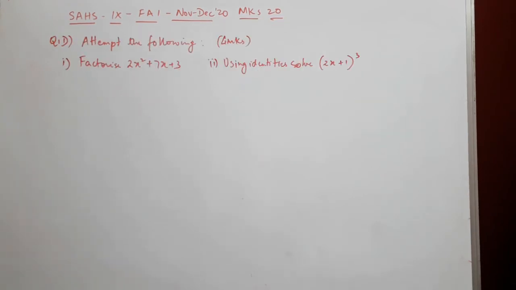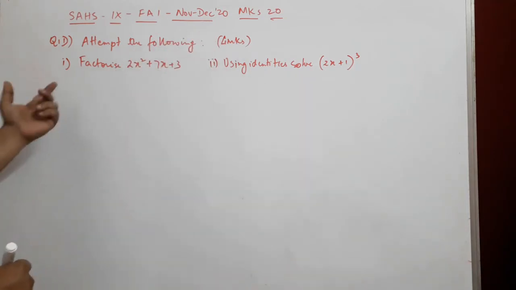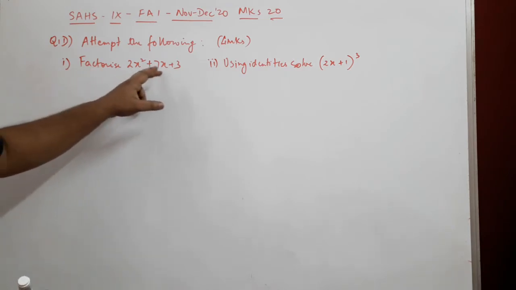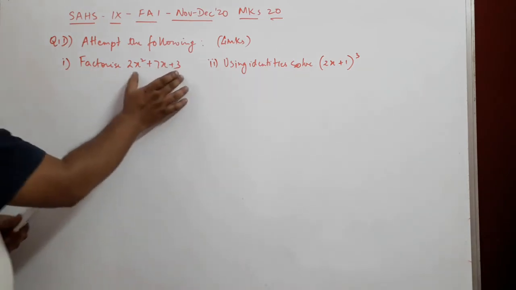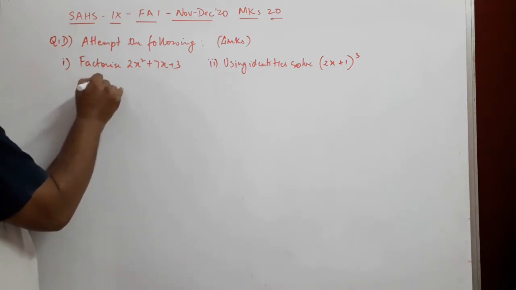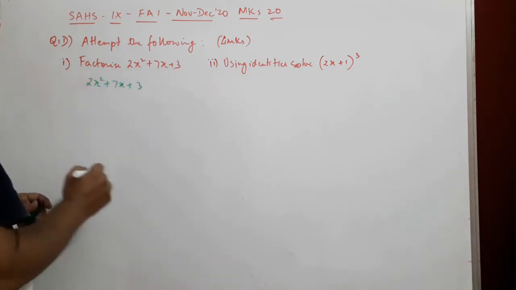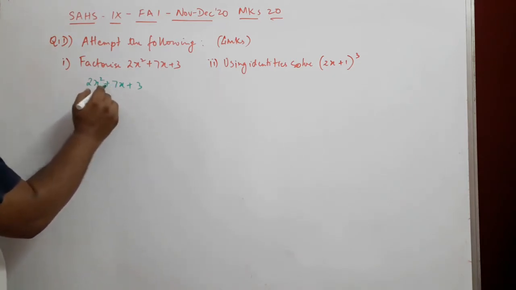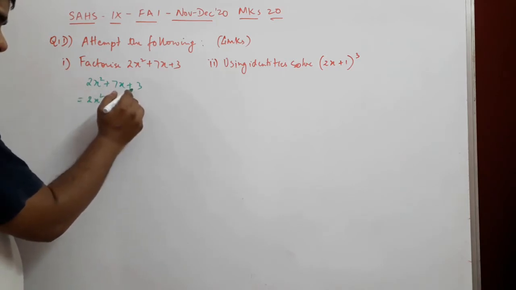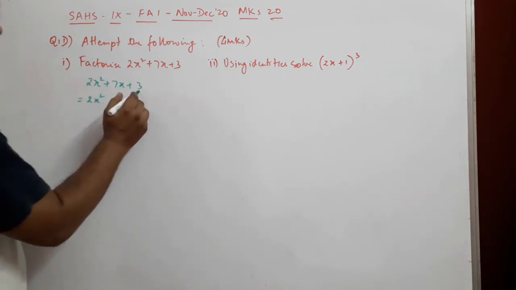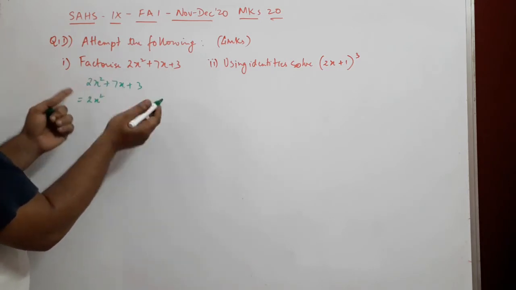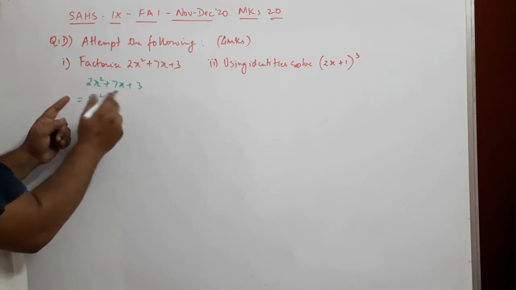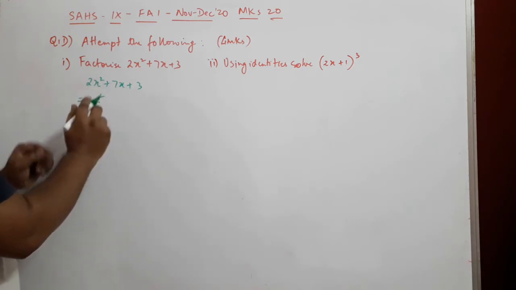Question 1D says attempt the following. It has got 4 marks and it has got 2 problems, so 2 marks for each. The first question is factorize 2x square plus 7x plus 3. For this you will need to split the middle term. This can be written as 2x square, and now it is 7x. The middle term is positive, and the constant term is also positive, which means that the combination of both the terms will be positive.